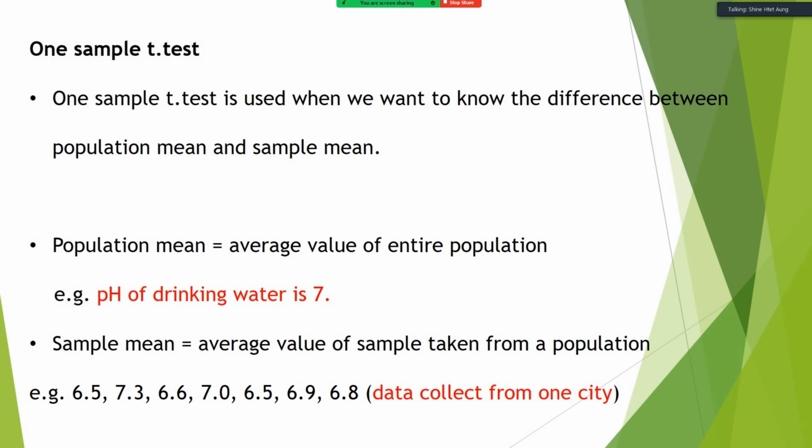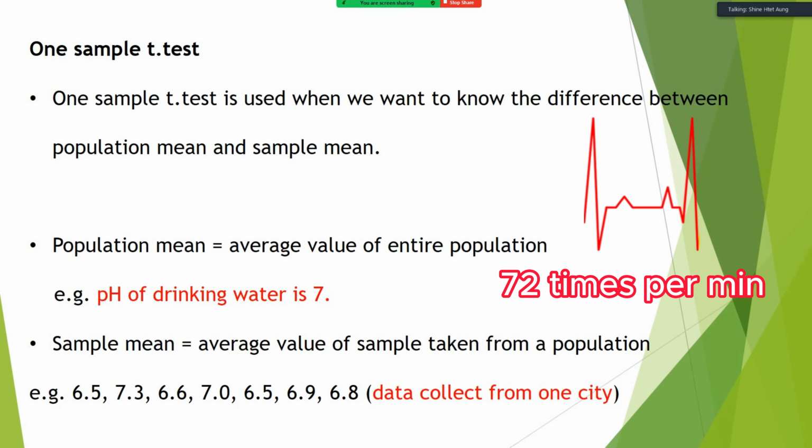Another example is the heart rate of humans, which is 72 times per minute. That's the standard value. In one minute, the heart has to beat 72 times. So this is the standard value, and this is the population mean.